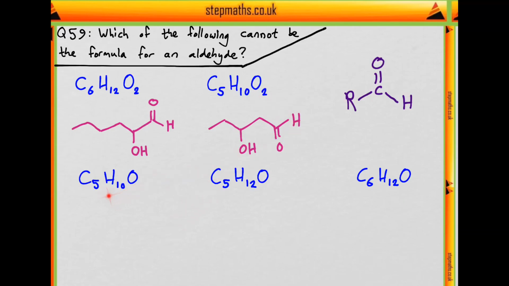So now we have C5H10O. So similarly to this, we have a chain of 5 carbons, aldehyde group on the end, but no alcohol this time. So do we still have 10 hydrogens? Let's count up. We have 3, 4, 5, 6, 7, 8, 9, 10. So again, this works. Now what about C5H12O?